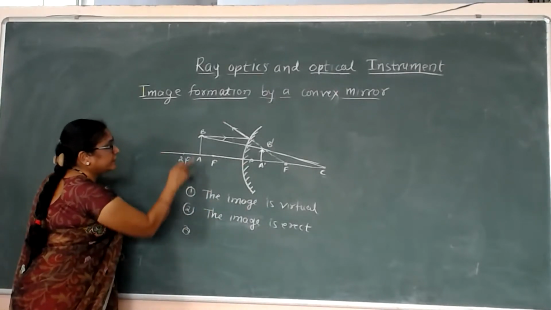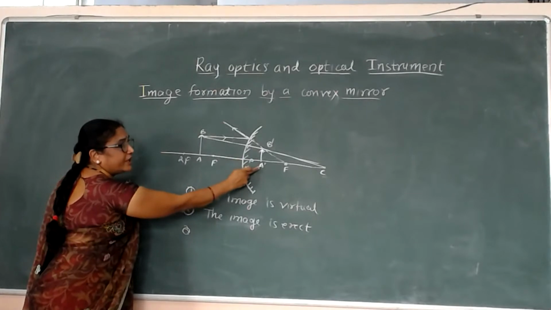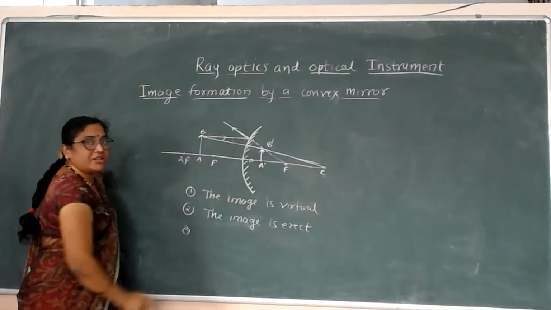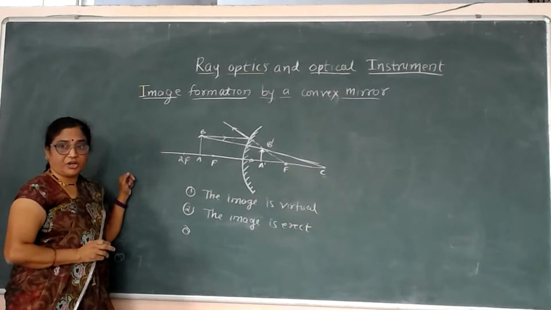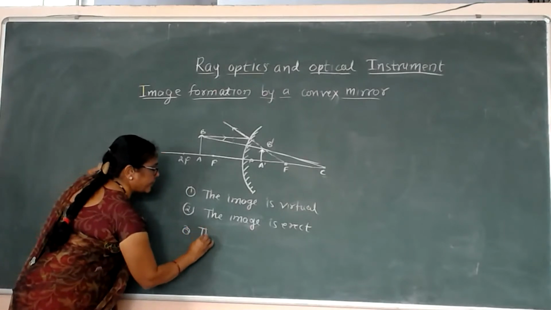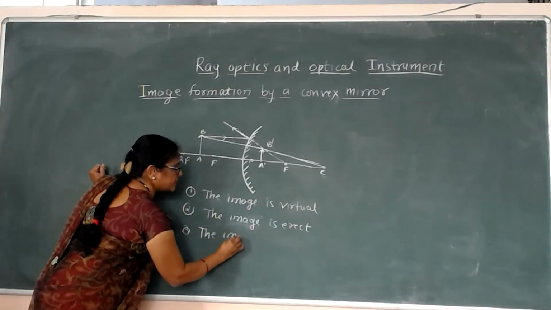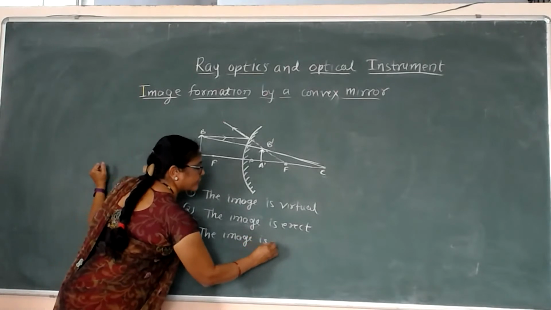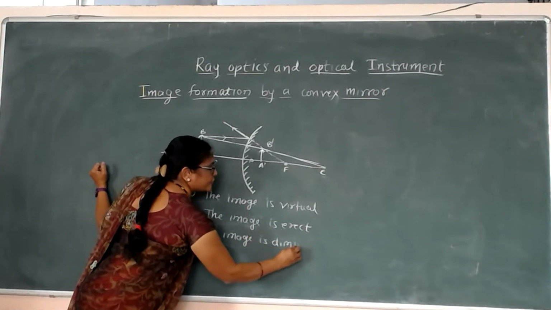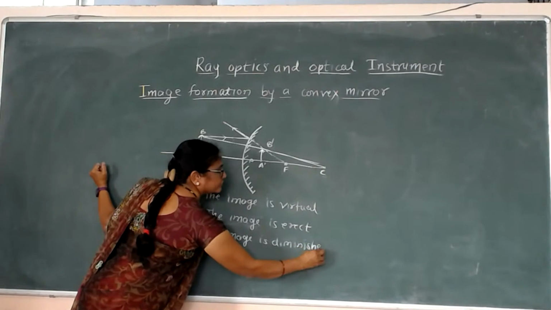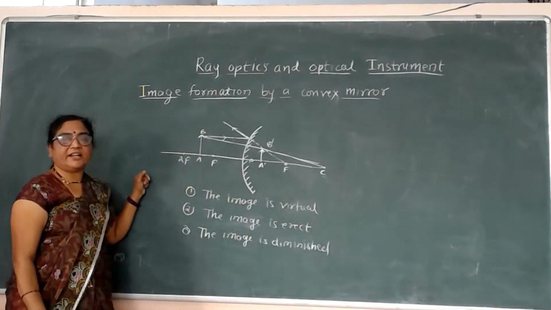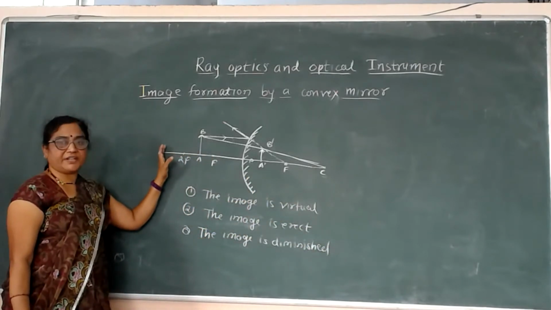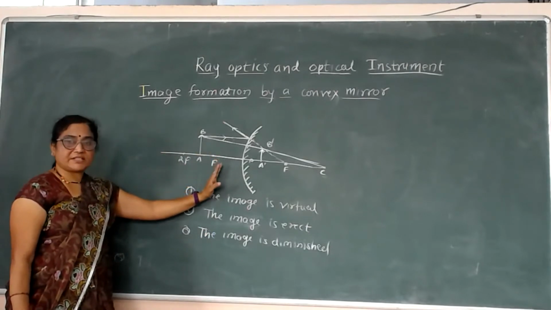Third point: the image is diminished, because the height of the image is less as compared to the height of the object. So the image is diminished. So these are the points related to when the object is situated in front of a convex mirror.